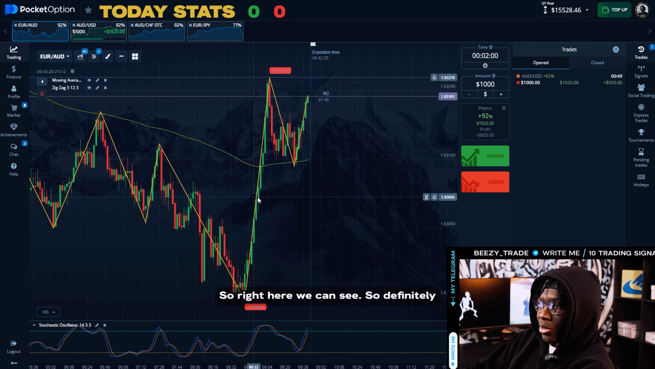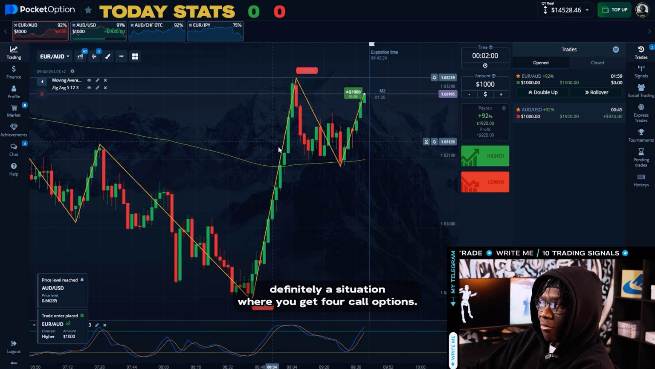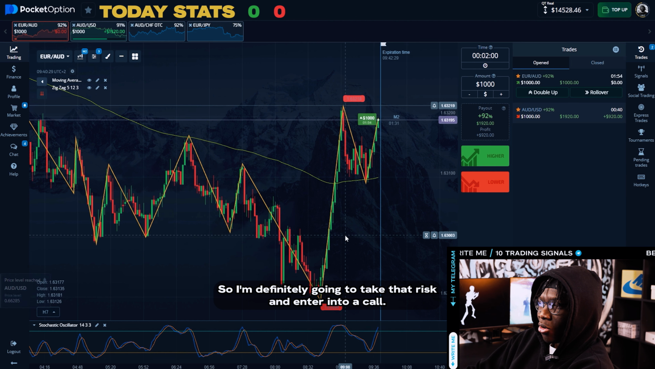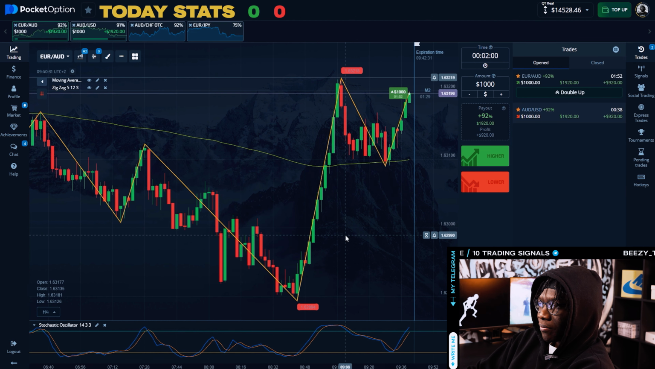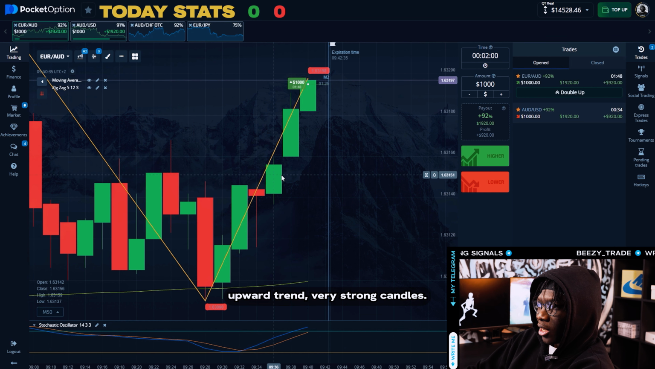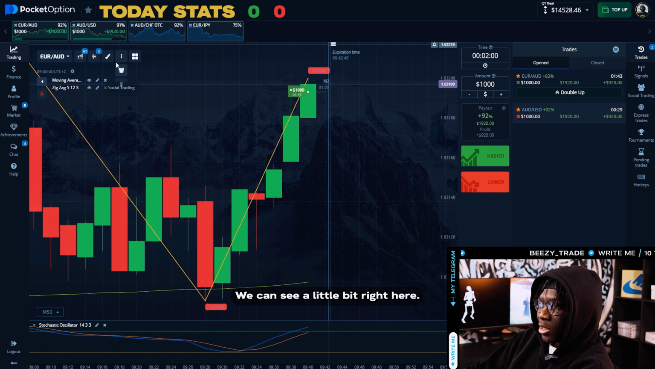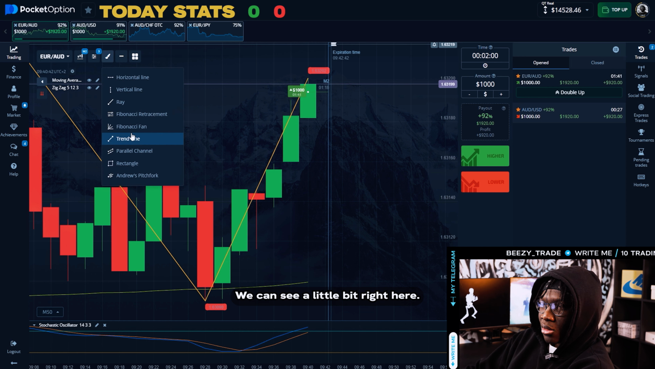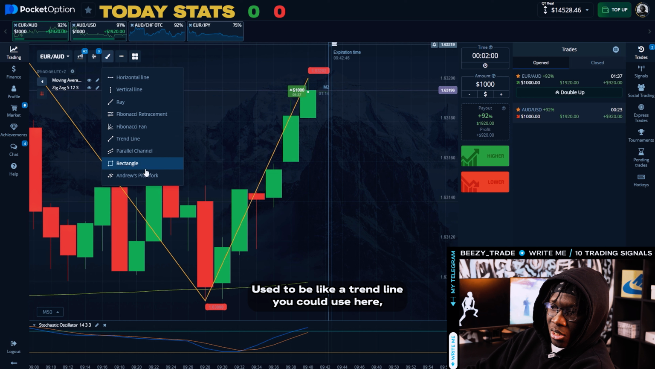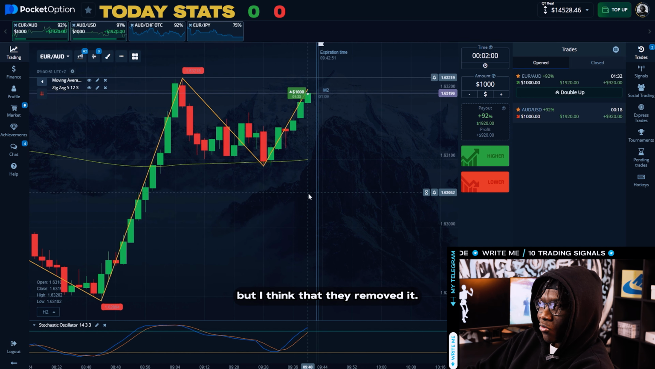Okay, so right here we can see, so definitely this is a situation where you go for a call option. So I'm definitely going to take that risk and enter into a call. Everything just seemed aligned. We're in an upward trend, very strong candles. We don't see those candles being pushed down a lot. We can see a little bit right here. Let me try to point that out a little bit clearer. There used to be a trend line you could use here, but I think they removed it.